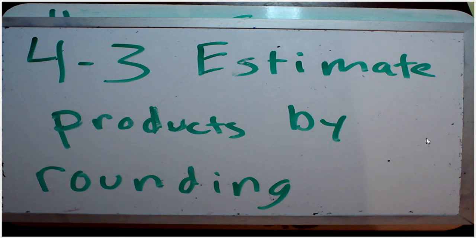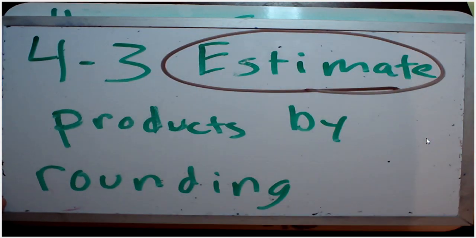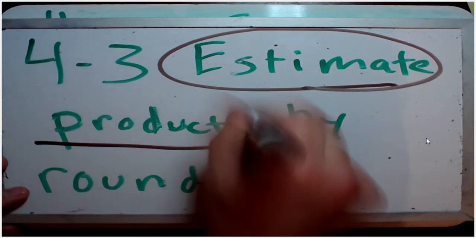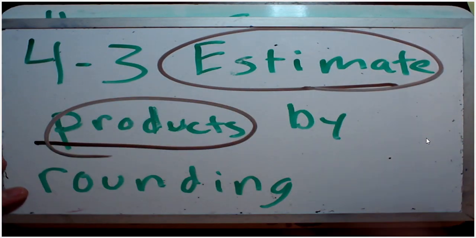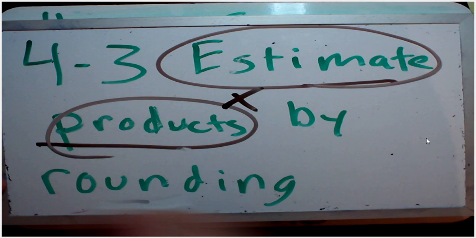So today's lesson is 4.3, estimate products by rounding. So let's talk about what we need to do. The idea behind estimation is that you are not finding an exact answer, but an approximate answer, one that gives us an idea of how much we're calculating. And we're calculating products, so we're going to be using multiplication. We're doing this estimation by rounding.